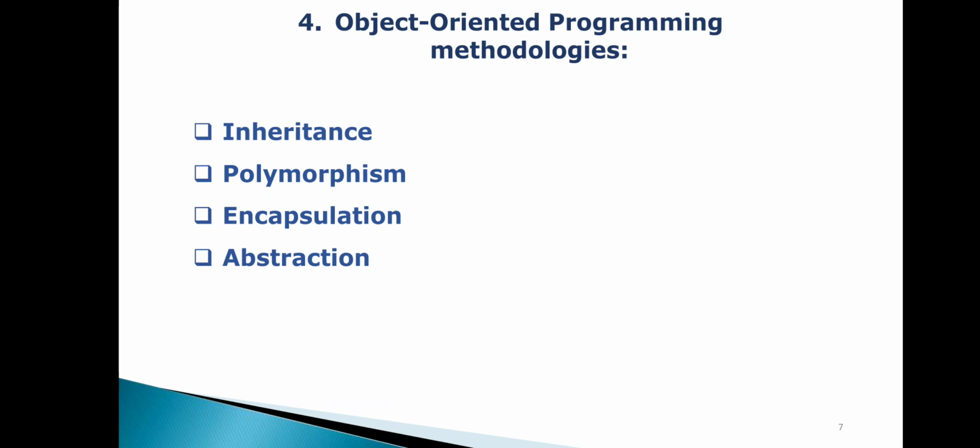Coming to the next topic, object oriented programming methodologies. There are 4 main pillars in object oriented programming. First one is inheritance. Second one is polymorphism. Third one is encapsulation. Fourth one is abstraction.